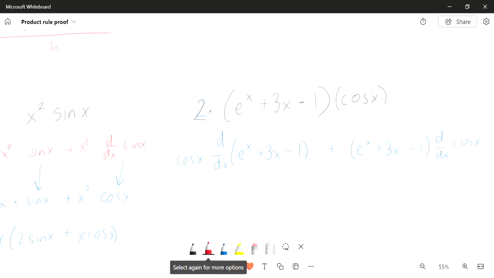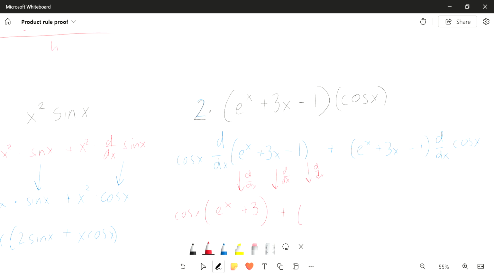So using the sum and difference rule, we can take the derivative of these separately. So that means we can take the derivative of e to the power of x, 3x, and negative 1 separately, and it would still work. So the derivative of e to the power of x is e to the power of x, and the derivative of anything multiplied by x is just that number. So this would be 3, and a constant's derivative is 0. And so now cosine x.